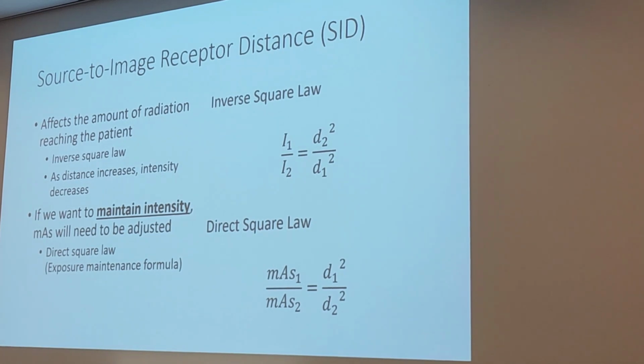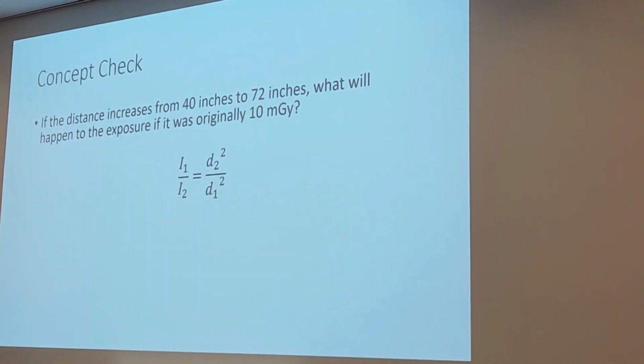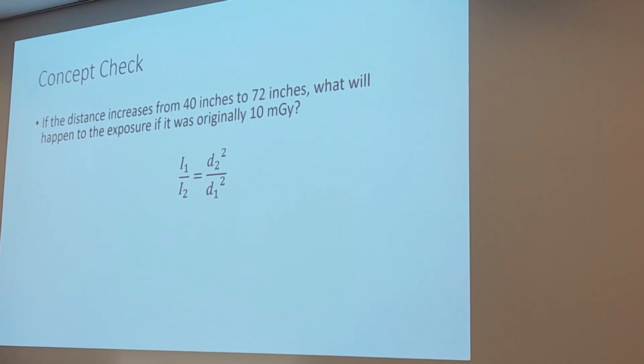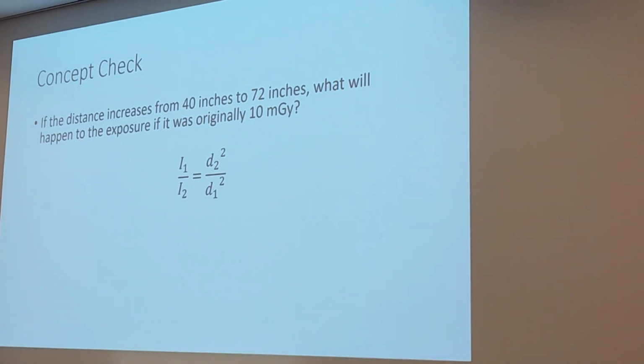A good observation. We are going to have a lot of these different maintenance equations, and you'll notice that all of them are just some random factor and mass. Why is it always mass? Because when you change the number of x-rays, you want to change mass. So if distance increases, mass should increase. Correct. And if distance decreases, mass should decrease.